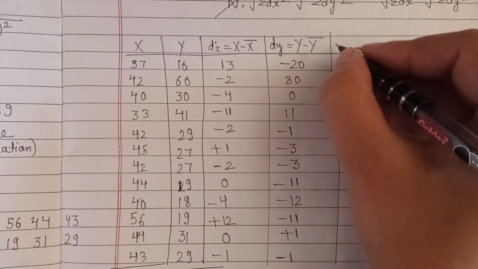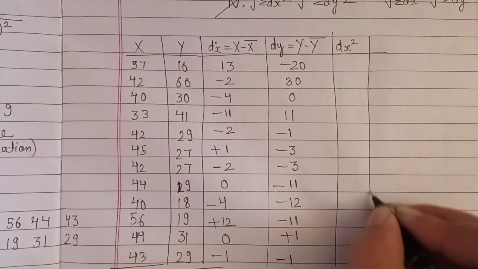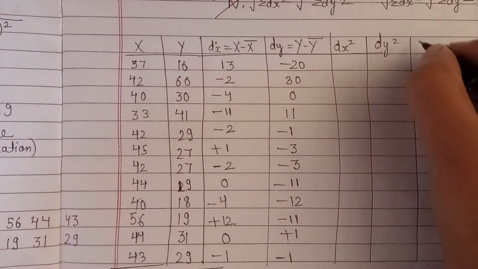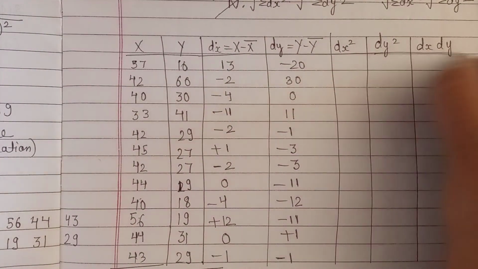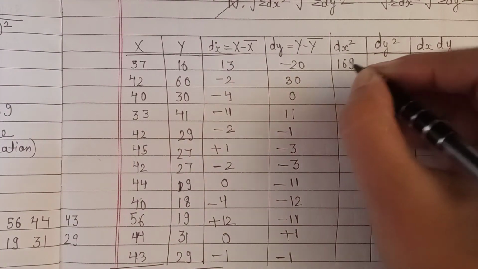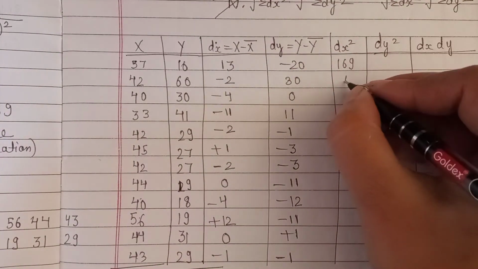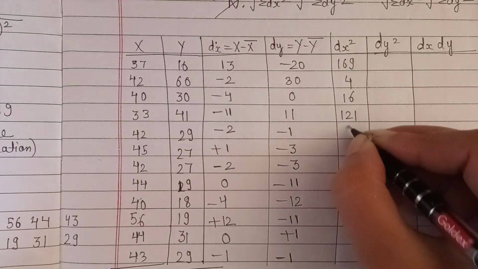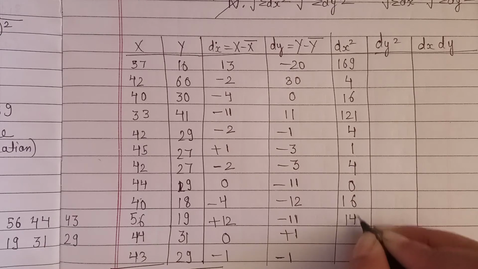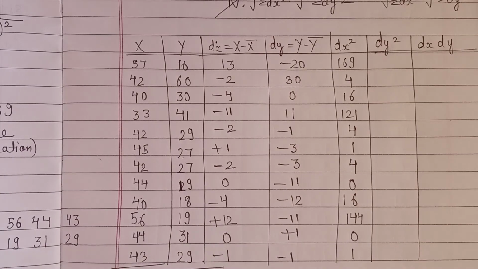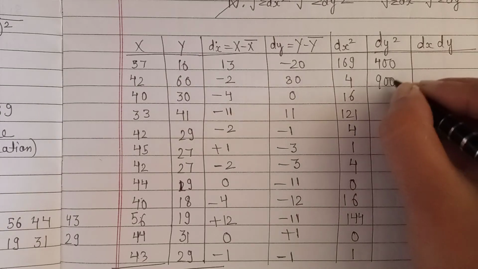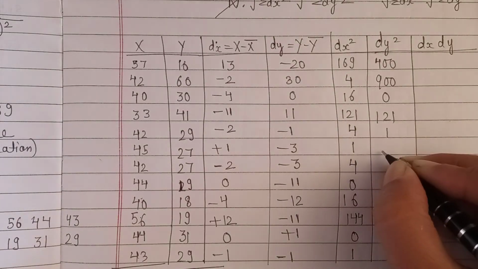Now we will find dx square, dy square, and then we will find dx into dy. Okay, so dx square is 169, then 4, 16, 1, 2, 1, 4, 1, 4, 0, 16, 144, 0, 1, and dy square is 400, 900, 0, 1, 2, 1, 1, 9.